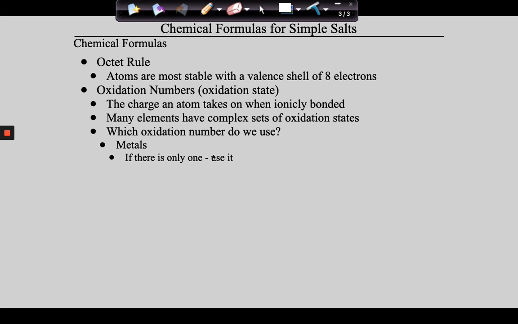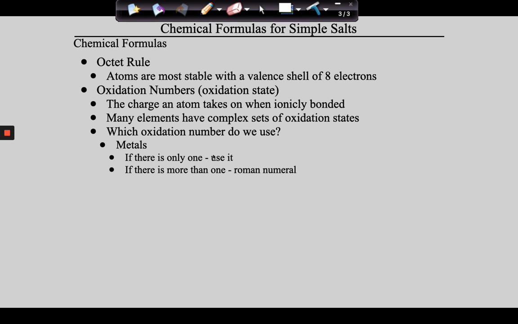But guys, take a look at an element like copper. Element number 29. What can copper be? Do you have +1 and +2? Which one do we use? Well, some of you might be thinking, wait, we're going to use the number that's in bold, and that would be the one that copper tends to do most frequently. But guys, what if that's not the case? What if copper gives away 1? Well, the answer is this. This is how we tell the difference. We use Roman numerals.